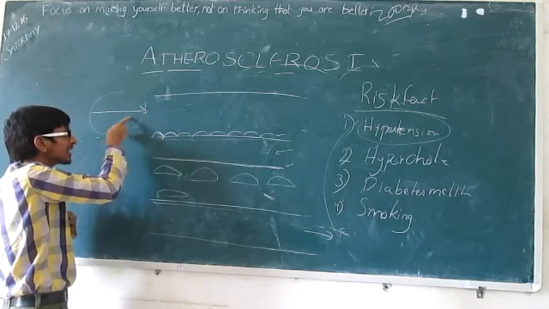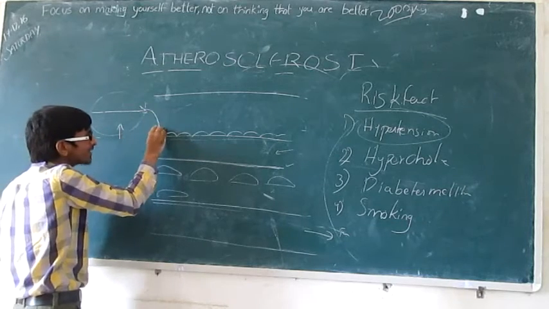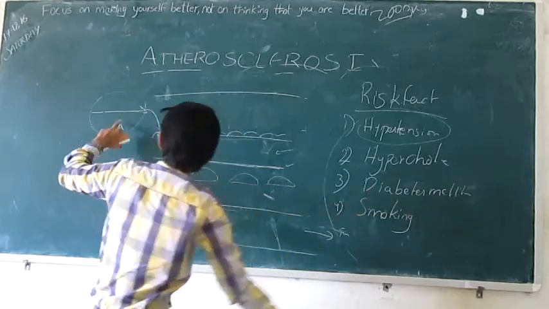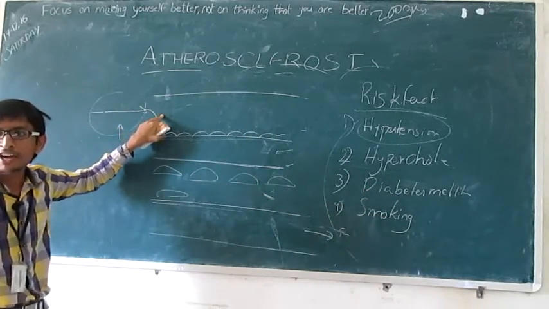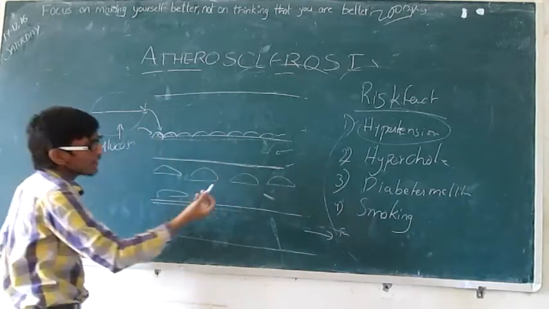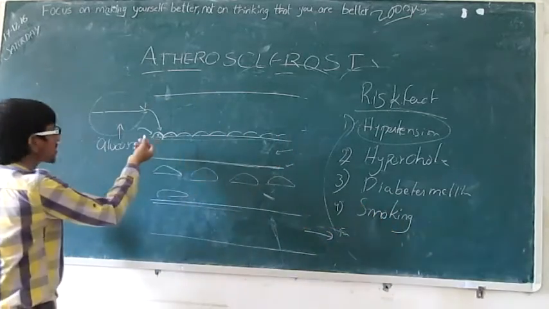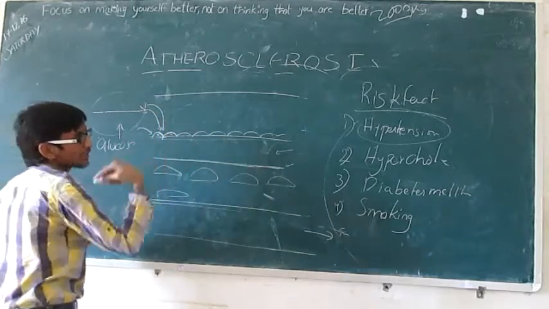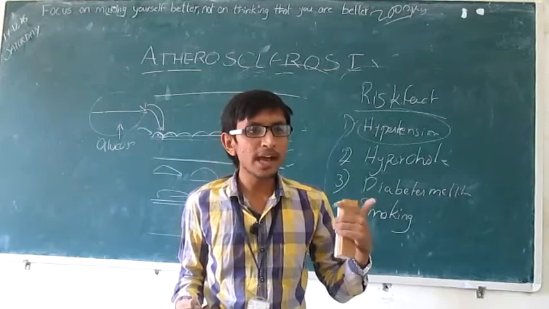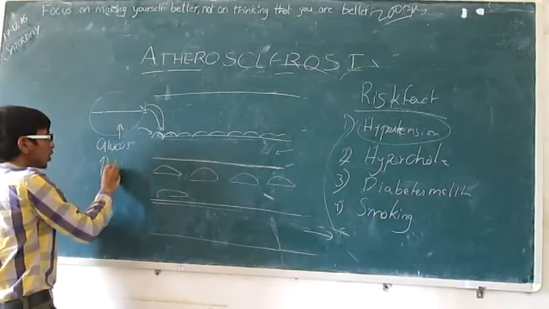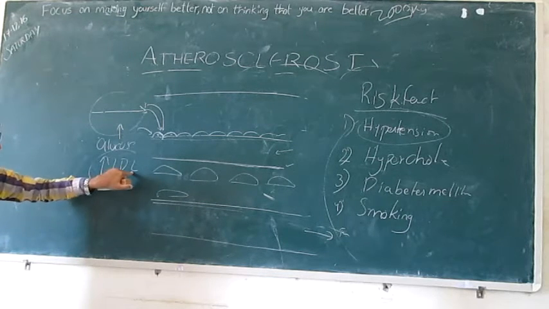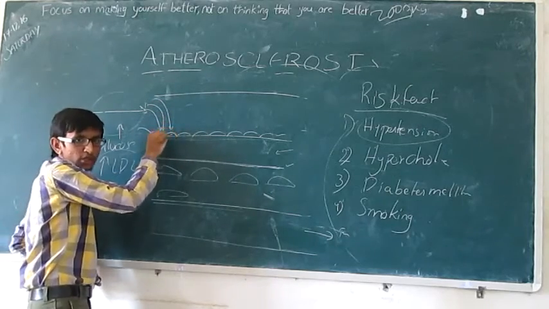Whenever there is hypertension, whatever blood is coming from this direction, as the flow of blood is increased, this increased blood pressure is directly going to damage your endothelial cells. And if this blood is having chronically elevated levels of glucose, then it is going to damage endothelial cells. And if the patient is a smoker, whatever toxins are present, it is going to damage your endothelial cells. And if the patient is obese, there are fluctuations in low density lipoproteins and high density lipoproteins. Hypercholesterolemia is nothing but an increase in the levels of low density lipoproteins. So whenever there is an increase in LDL, it is going to directly damage endothelial cells.